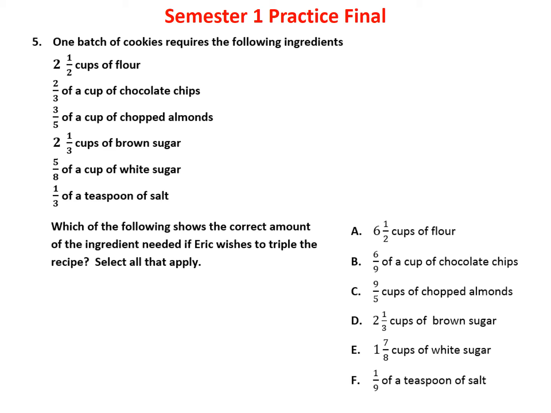In problem 6, it gives us a recipe for cookies and shows the following ingredients. And now it wants us to tell which of the answers shows the correct amount if Eric wishes to triple the recipe. Well, triple means 3 times. So what we need to do is take each of these and multiply them by 3 and see if they match our answers. So first look at the flour.